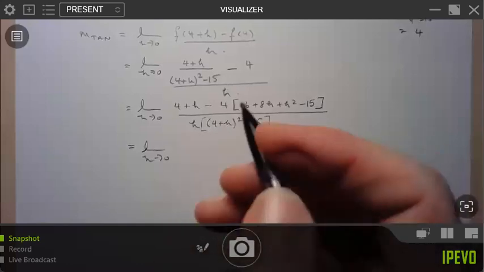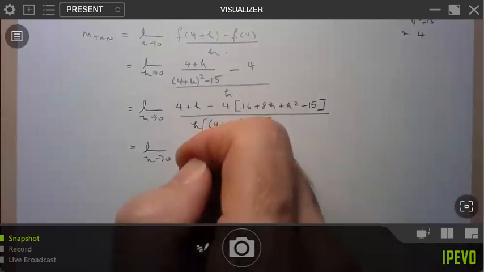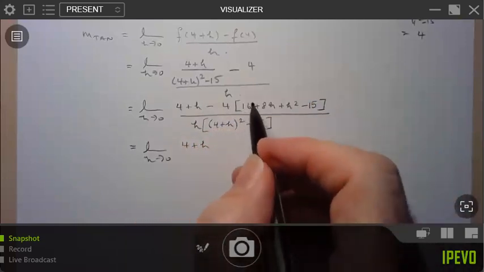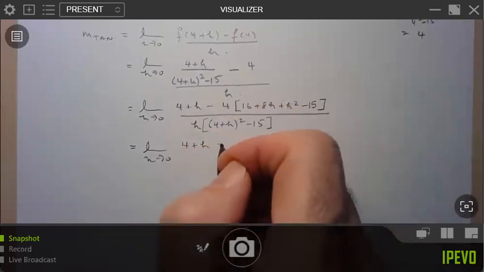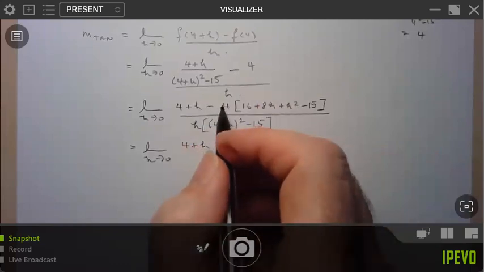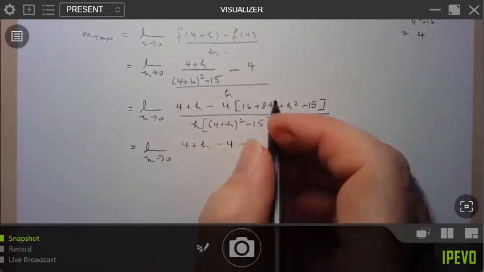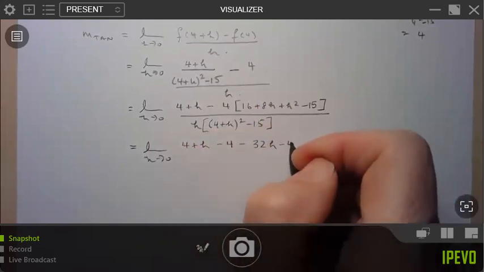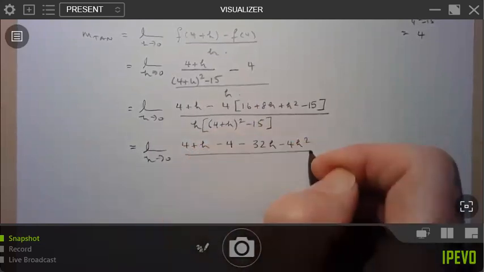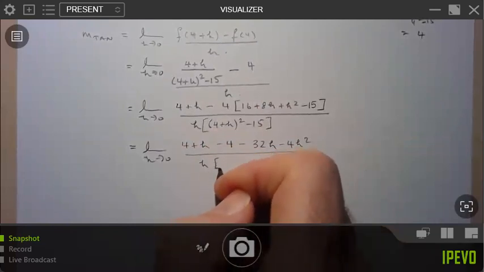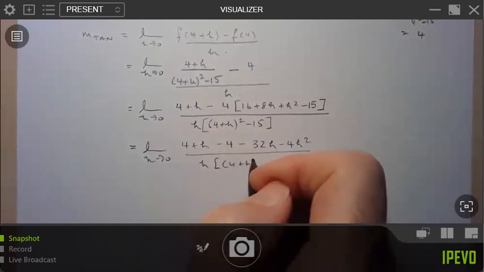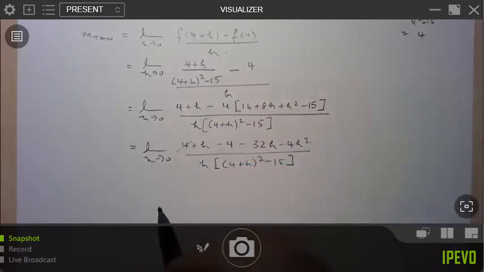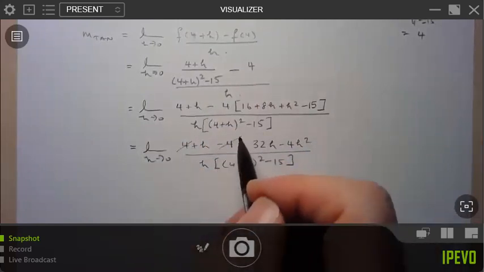Okay, so here we just have to clean this up as much as we can. So 4 plus h minus, so this is 16 minus 15 is 1. So it's going to be minus 4. Then minus, this looks like 32h, and then minus 4h squared. Of course, please check all my algebra. And then what do we have? The 4 minus 4 goes.